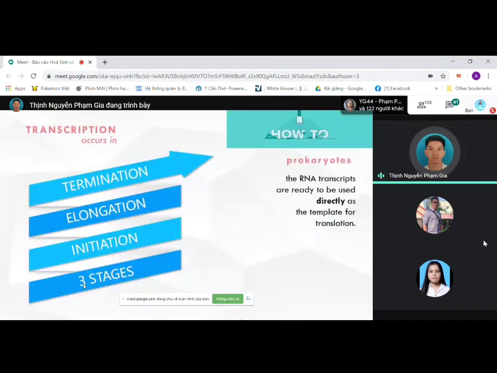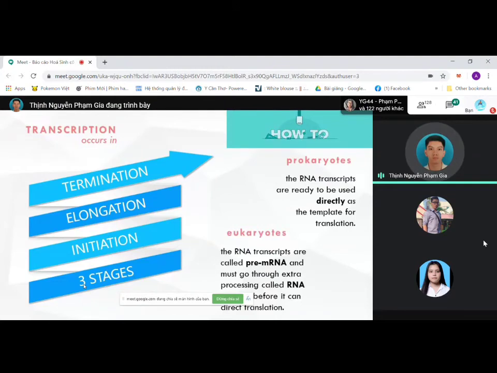Now there are some differences in processing mRNA we have to notice. In prokaryotes, the RNA transcripts are ready to be used directly as a template for translation. And in eukaryotes, the RNA transcripts are called pre-mRNA and must go through extra processing called RNA splicing before they can direct translation. For the particular process, look at this video.